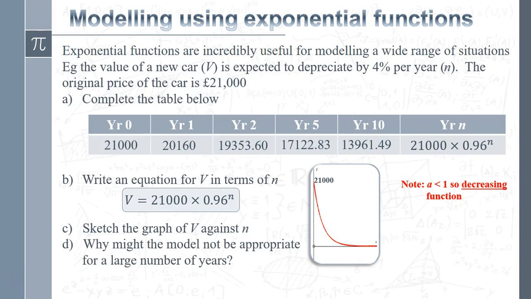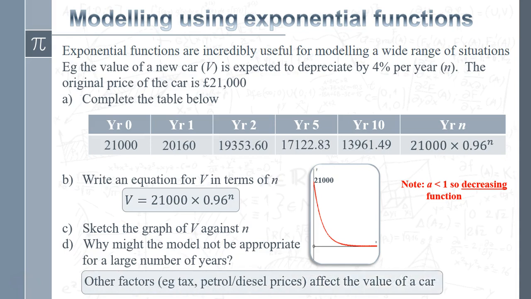Then you're going to get pretty much the standard questions like, why might this model not work? You can hopefully think of any one of a number of reasons why it might not work in the long term. I've just gone for other factors will affect the value of the car, for example changes in the tax rate, or what happens with petrol or diesel prices. It might be you get to a point where the car is so old it becomes a collector's item and the value of the car starts going up. It might be the car is used far more than you might expect, so the depreciation might be higher than 4%. Whatever it is, as long as you put something sensible in there, you're going to get the mark. But it's about thinking about that whole thing in context.